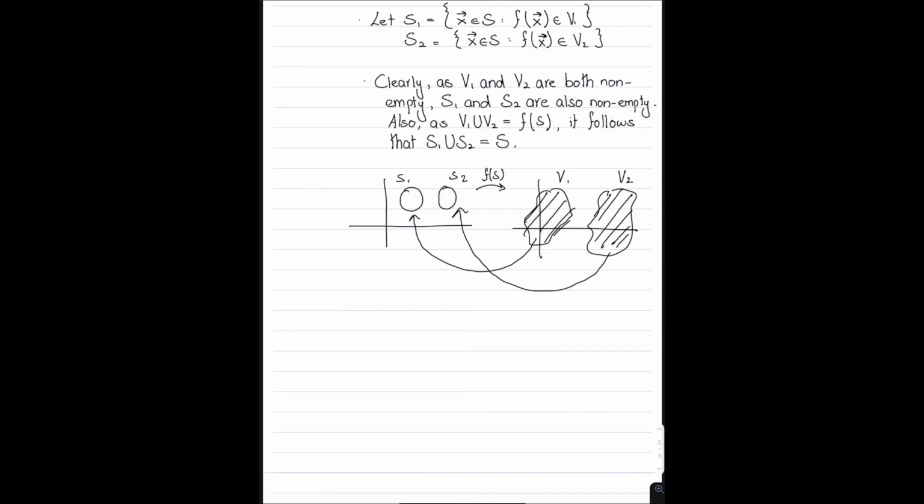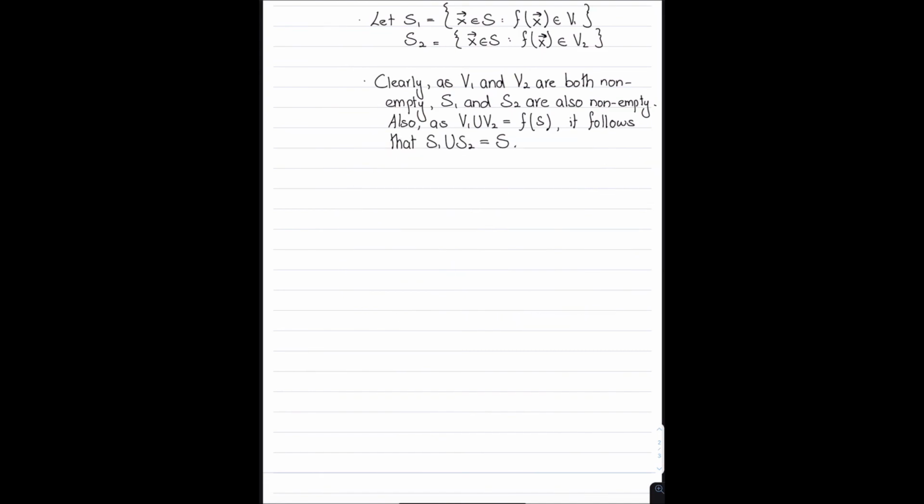So the pre-image of all of its domain is S1 union with S2 because of the very fact that V1 union with V2 is its range. So this is why S1 union with S2 must equal S. However, the one thing that I need to show now is that S1 intersection with the closure of S2 is equal to the empty set.